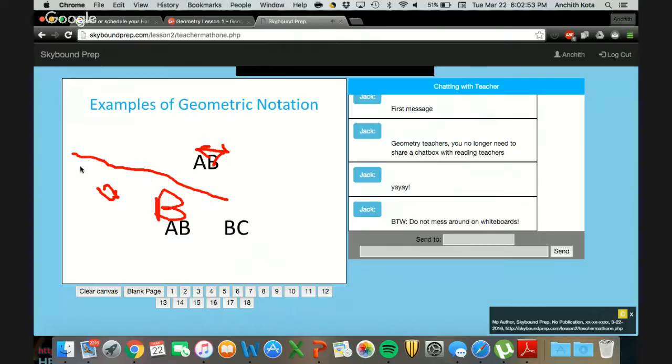Now, if you're drawing a line segment, so there's A, there's B, and it just stops at points A and B, then you just go like that. And that's a line segment.